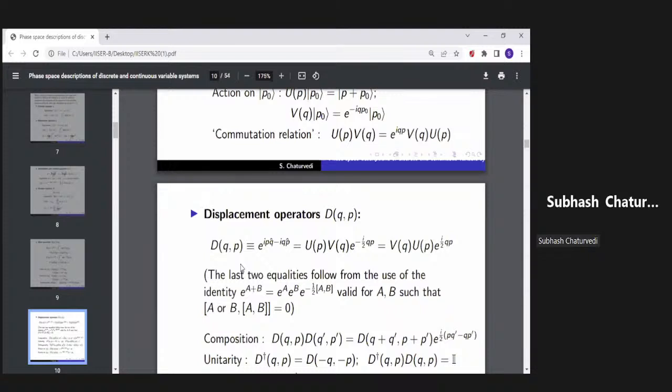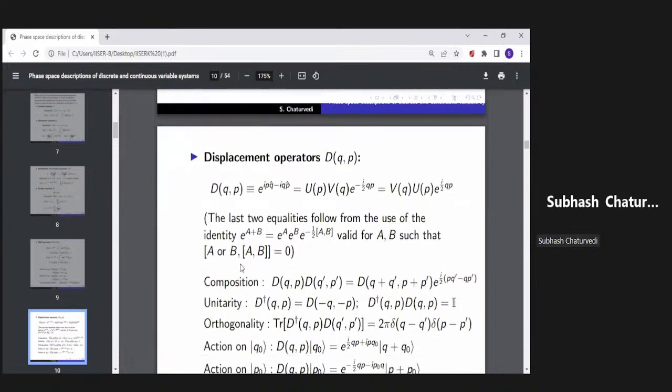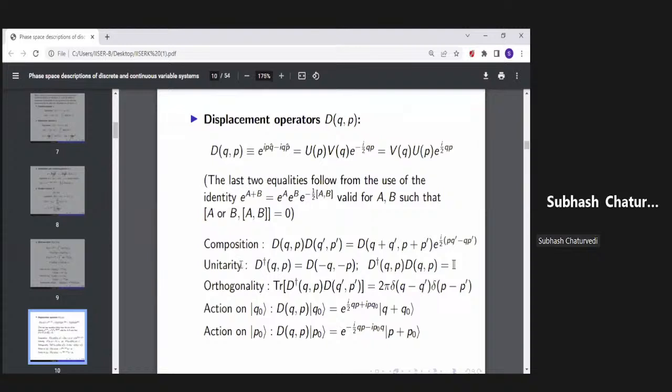which is one of the most crucial operators that we would need for our purposes later on. Now, the properties of this displacement operator are composition, unitarity, orthogonality, and their action on q0 and p0, eigenstates of position and momentum operators, is to shift q0 by a certain amount, multiplied by a phase factor, which is given here. And this phase factor is very crucial, as we will see later on.